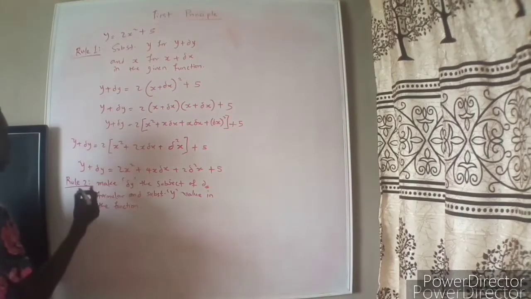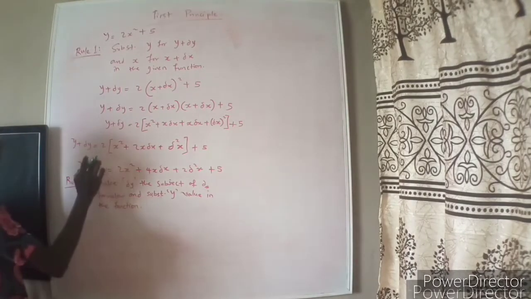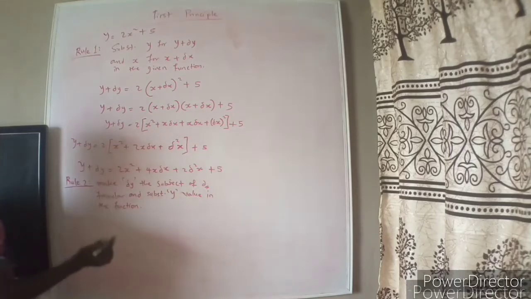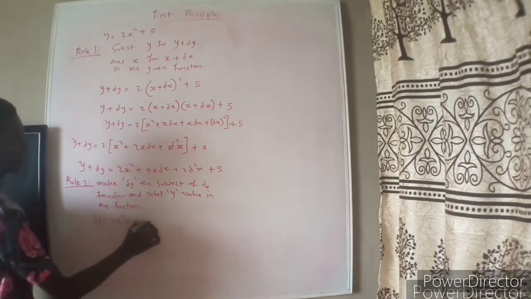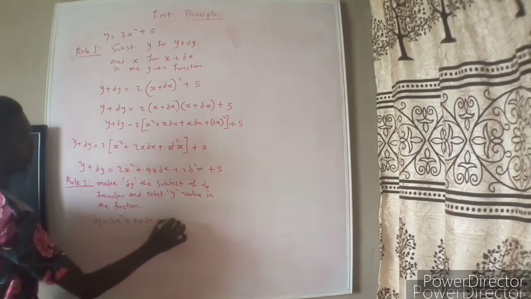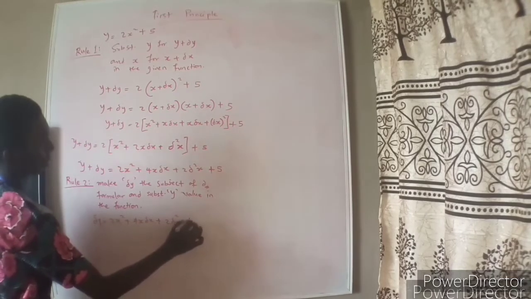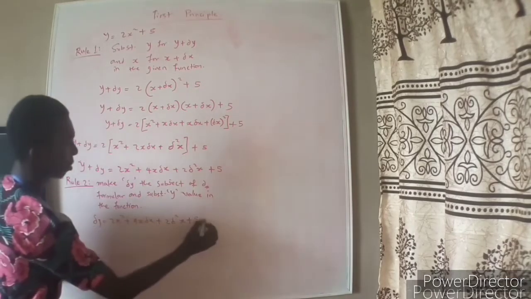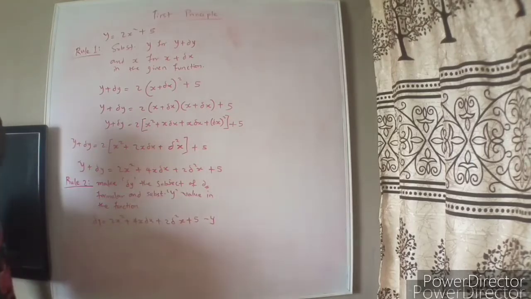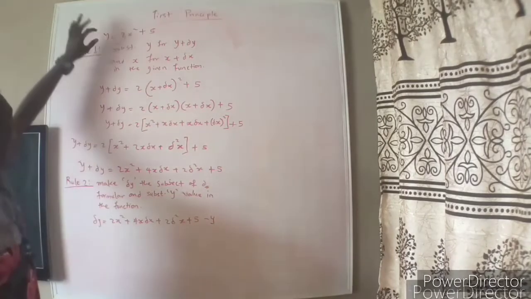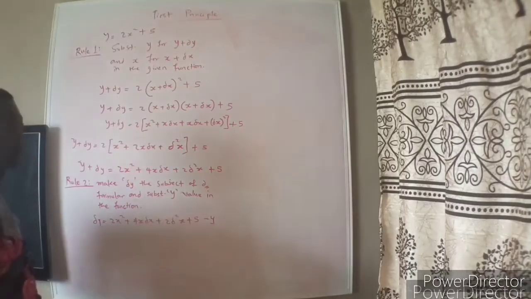So first of all, it says make delta y the subject of the formula, meaning we transfer y here to make delta y the subject of the formula. So I can have my delta y equals to 2x squared plus 4x delta x plus 2 delta 2x plus y. If this counts, becomes minus y. The next thing I said, and substitute y value. From my function, y is equal to 2x squared plus 5.